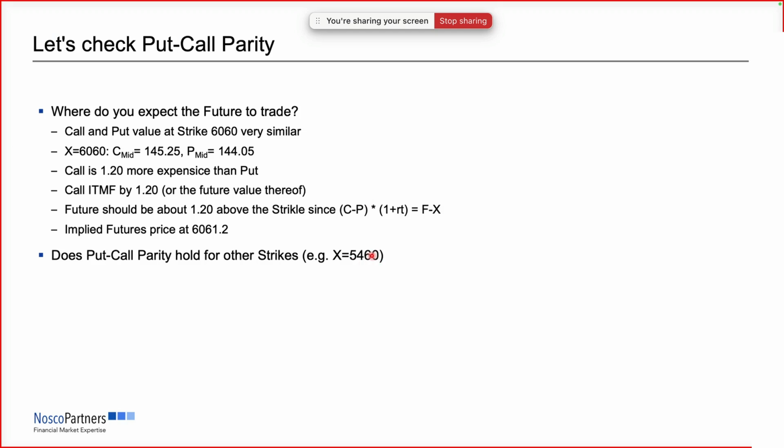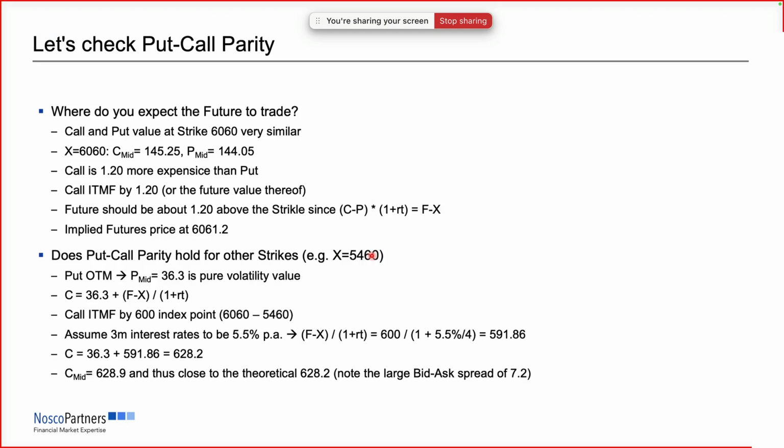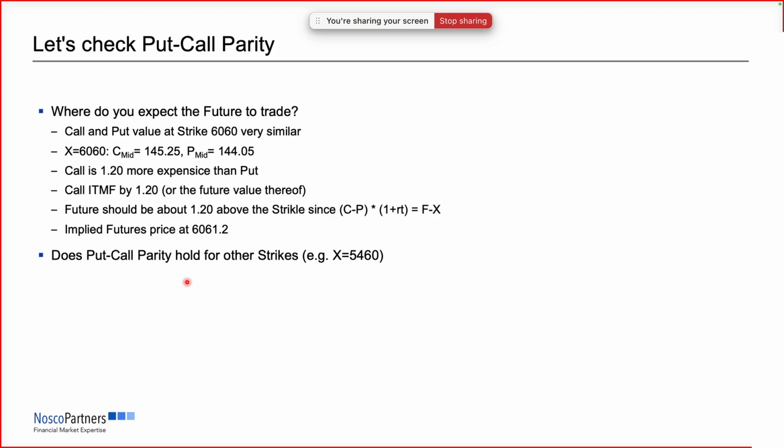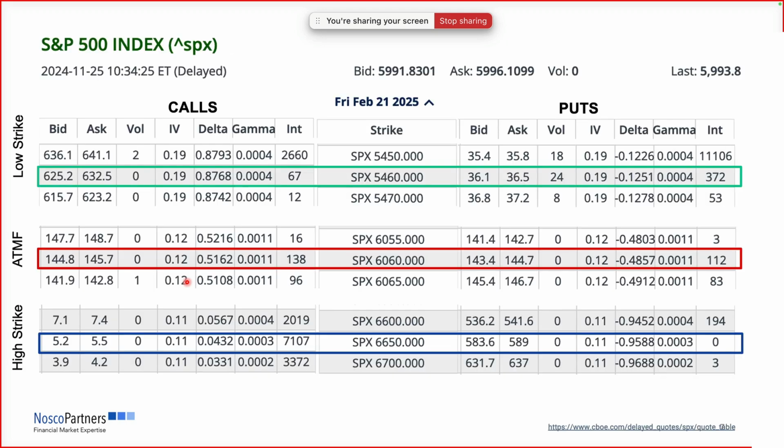For example, this 5,460. The strike is now lower. That means the put is out of the money, the call is in the money. If you look at the mid price of the put, that's about something like 36-ish. And you see the call, and then how do we get the price of the call? We would take the parity to the forward.